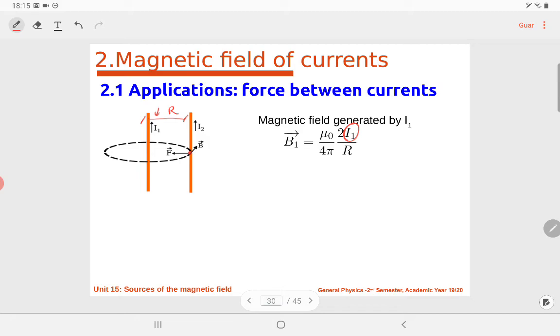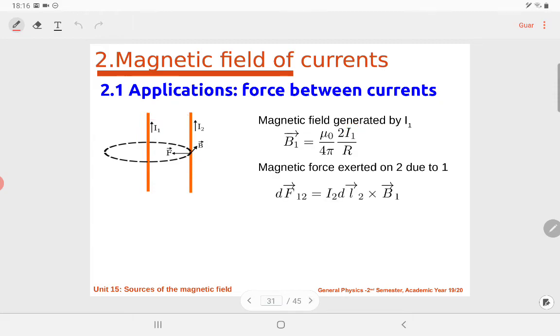So that leaves you with a magnetic field that is going into the screen at this point, which is what we are trying to represent here. Now that we have a magnetic field with this direction, entering the screen at each point here, we know that here there is another current. We know from Unit 14 that there is a magnetic force exerted on wire 2 because there is a current in wire 1.